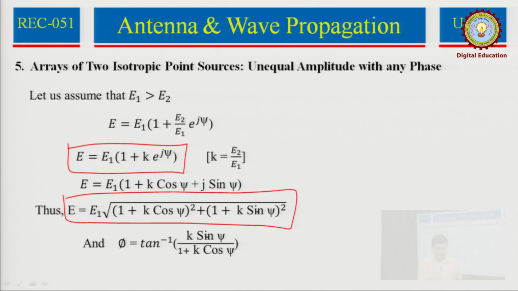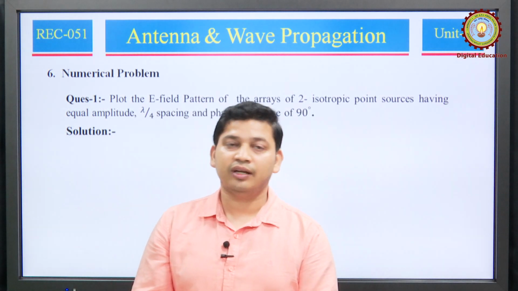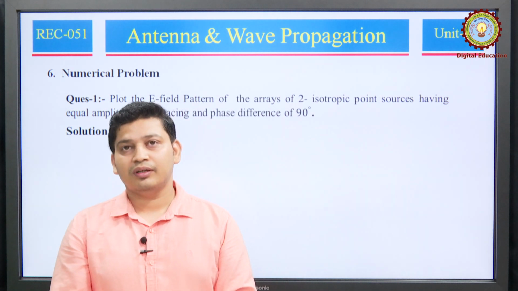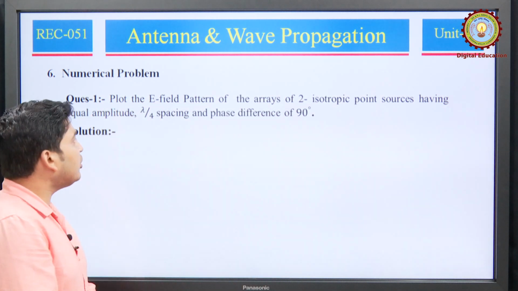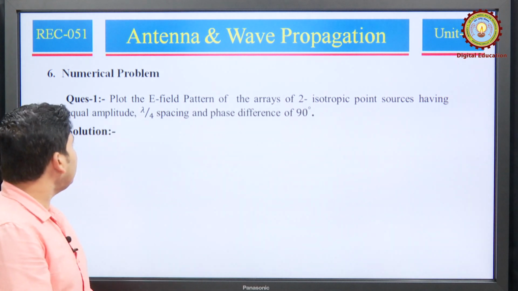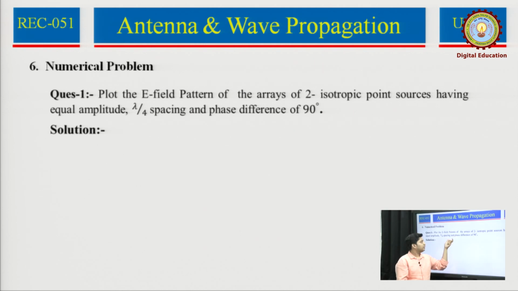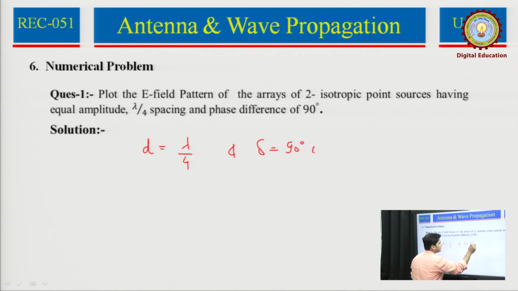Okay. Now, moving on to the next topic, that is most important: how to solve the numerical and how to plot the radiation pattern. So, the problem is: plot the electric field pattern of an array of two isotropic point sources having equal amplitude, and the spacing d is given as lambda by 4 and the phase difference delta is 90 degree, or we can say pi by 2.